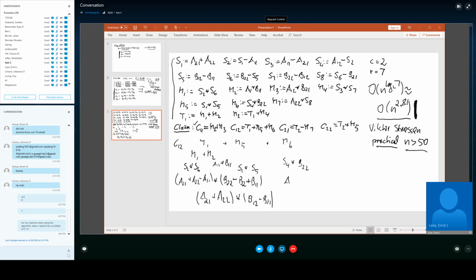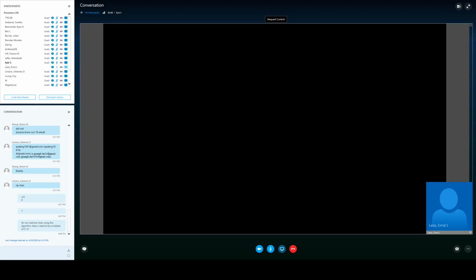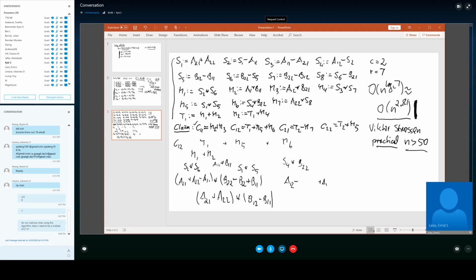S4 is A12 minus S2. S2 is S1 minus A11, so this is plus A11, because we have a minus S2, and S2 is S1 minus A11, and S1 is A21 plus A22, so we have minus A21 minus A22. So this is the S4 times B22.